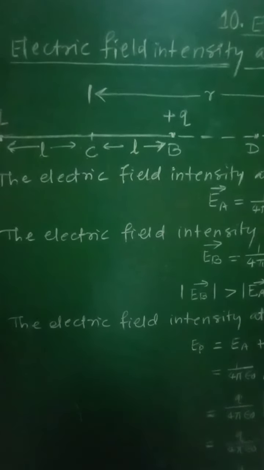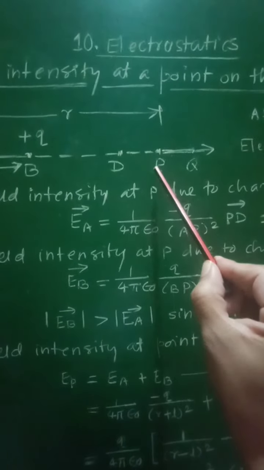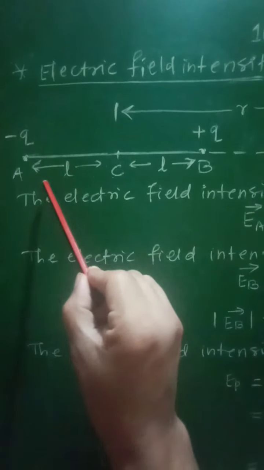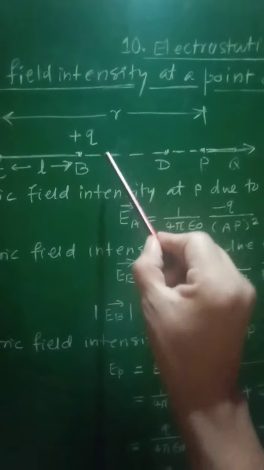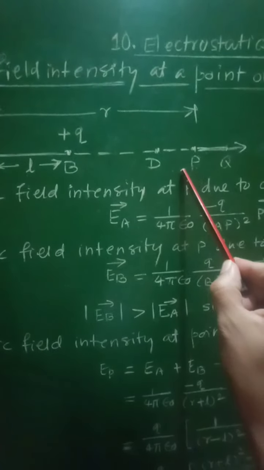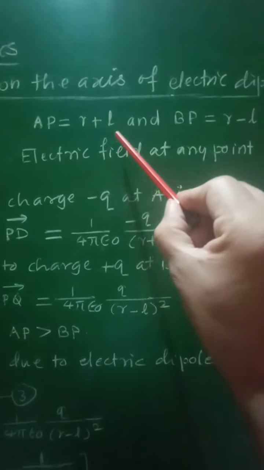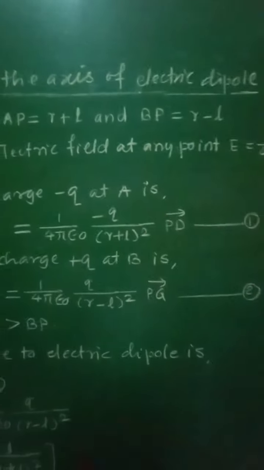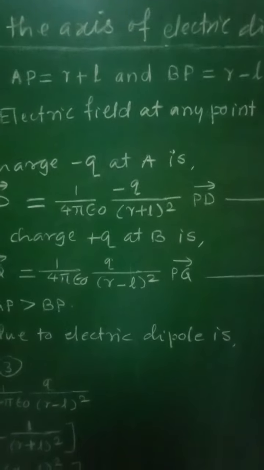Now, from the geometry of the figure, distance AP will be equal to R plus L, that is AP equals R plus L, and BP will be equal to R minus L, so that we get BP. Therefore these distances are written as AP equals R plus L and BP equals R minus L.